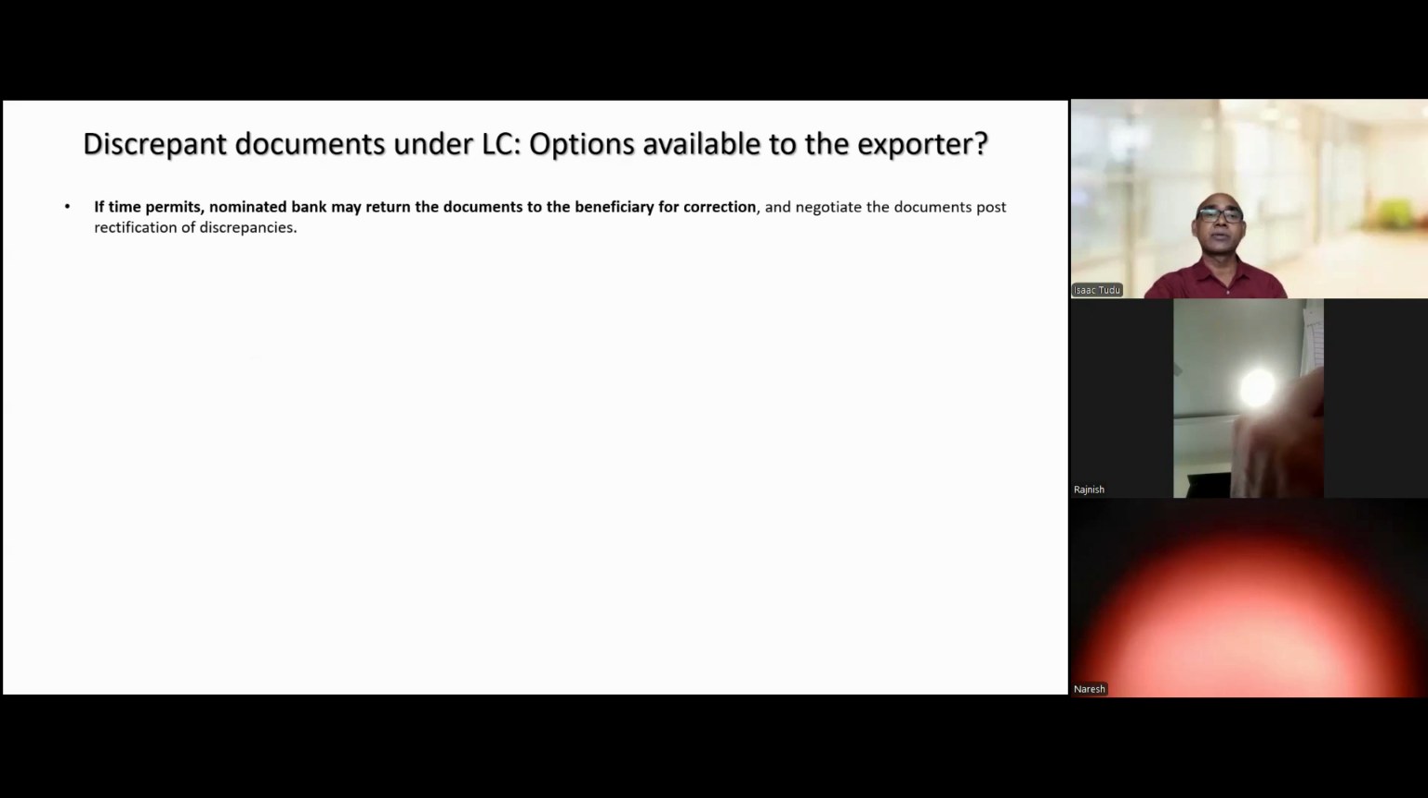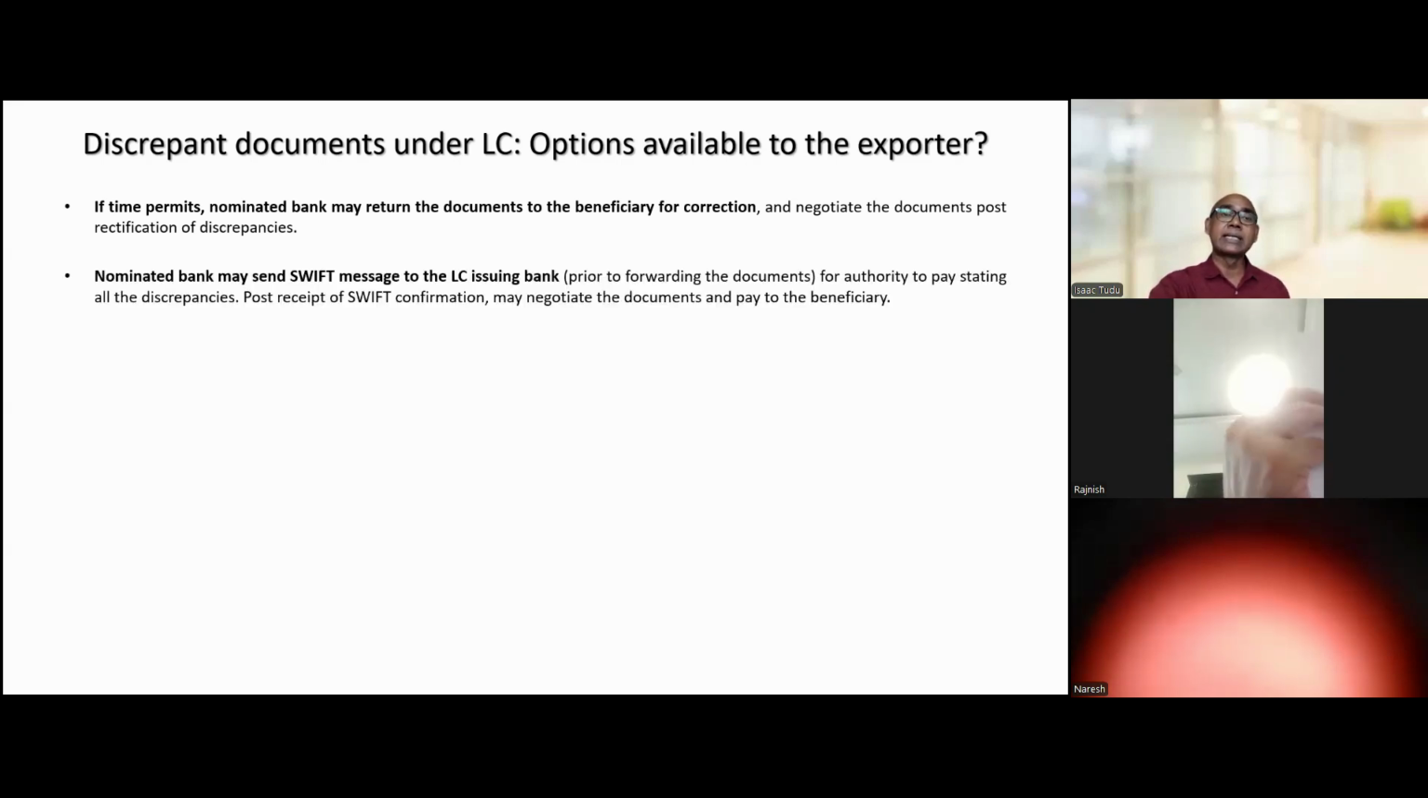If time permits, we can request the nominated bank to return the document. You can do the correction and present the document again. If time is not there and the documents are discrepant, and the nominated bank where you have presented the document has found the discrepancies, you can request the nominated bank to send a SWIFT message to the issuing bank mentioning all the discrepancies. Post receipt of SWIFT confirmation, the nominated bank may negotiate the document and pay the beneficiary. That could be another way.